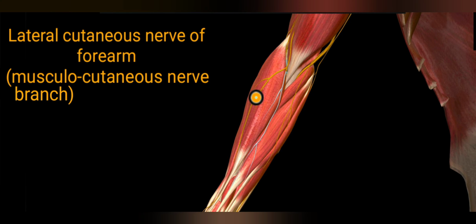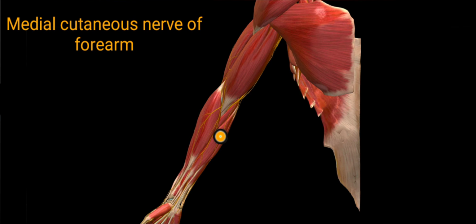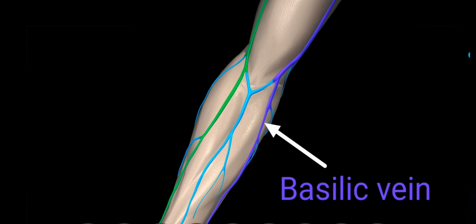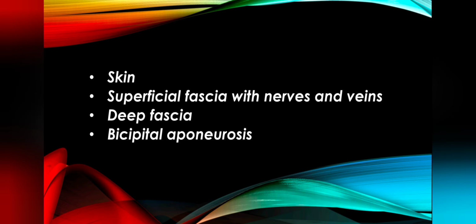Along with it, it also has some nerves, like the lateral cutaneous nerve of forearm, which is a branch of the musculocutaneous nerve, lies along with the cephalic vein, whereas the medial cutaneous nerve of forearm lies along with the basilic vein. Hence, remember one thing, that laterally you will find the cephalic vein and medially you will find the basilic vein. It will also have deep fascia and bicipital aponeurosis. Hence, roof is formed by the skin, superficial fascia, deep fascia and bicipital aponeurosis.